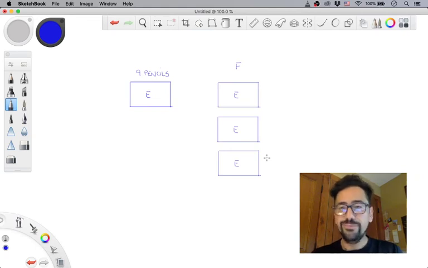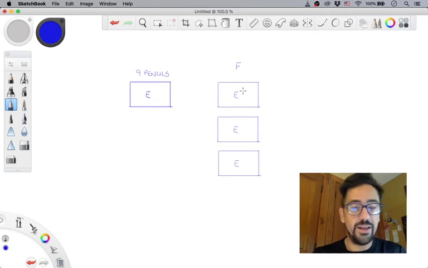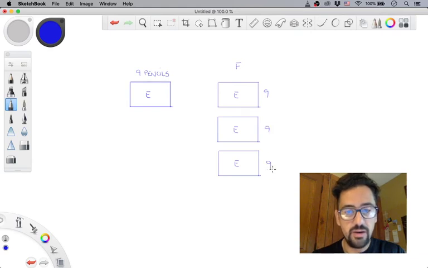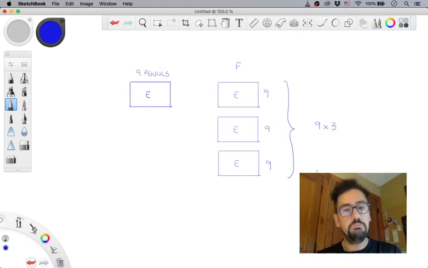Look at that. So it's like having 3 tables E. They are going to have 9 here, 9 here, and 9 here. So I can understand this also as 9 times 3. Good. But what model can I use to also represent this problem and pass my understanding of the problem to somebody else?